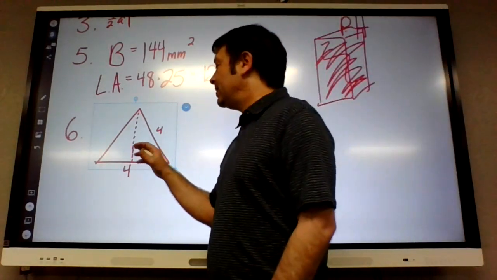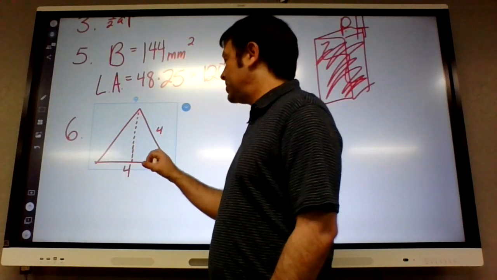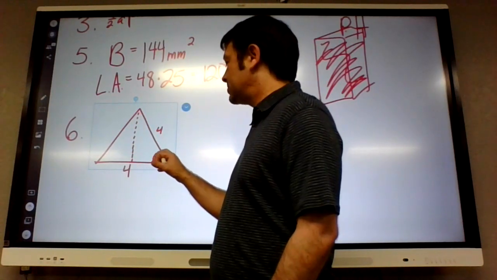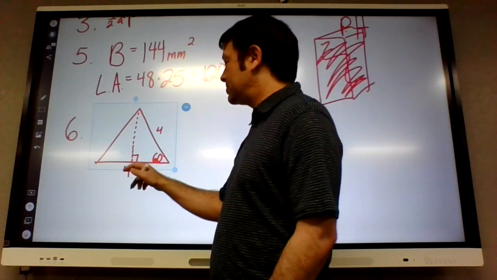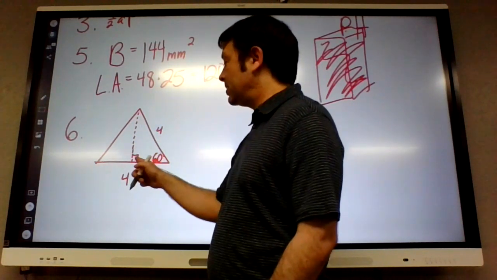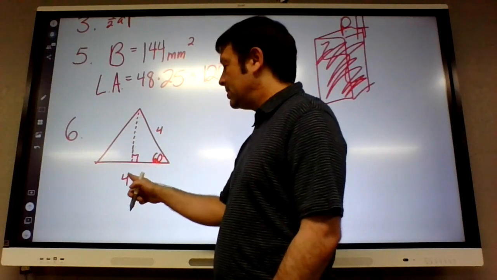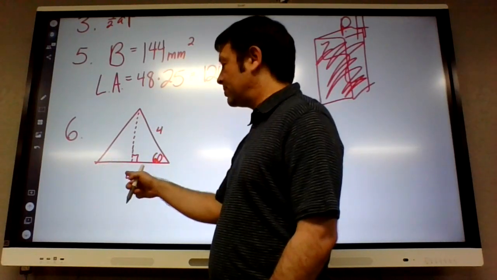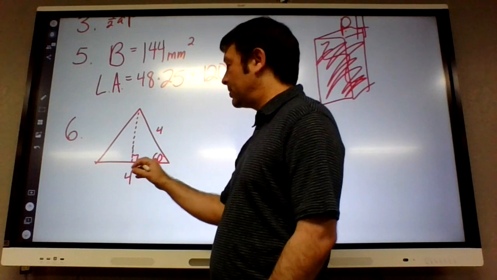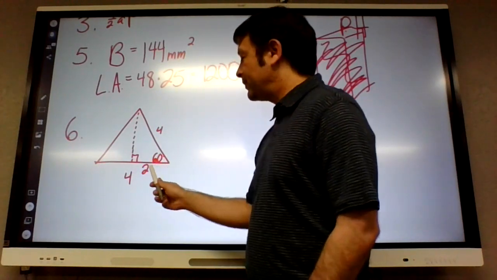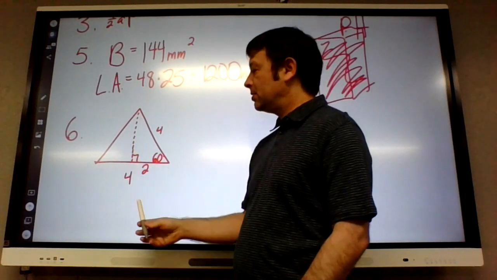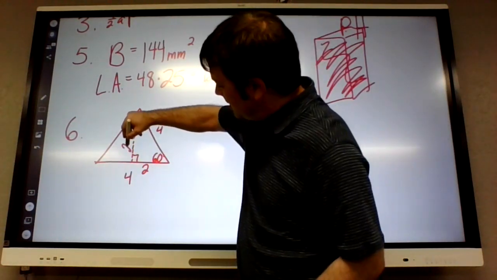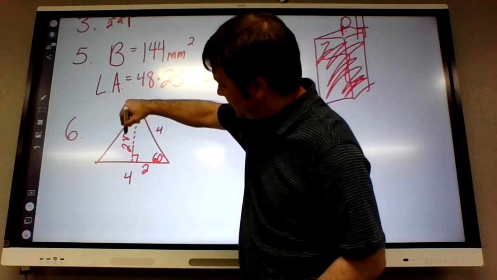In an equilateral triangle, each angle has to be 60, 180 divided by 3. So it creates a 30, 60, 90 triangle. If the whole base is 4, what's just this little part from there to there? 2. If the short leg on the 30, 60, 90 is 2, what's the long leg? There you go.